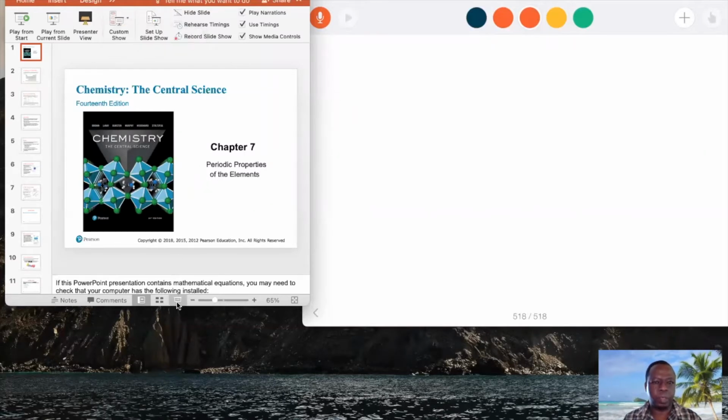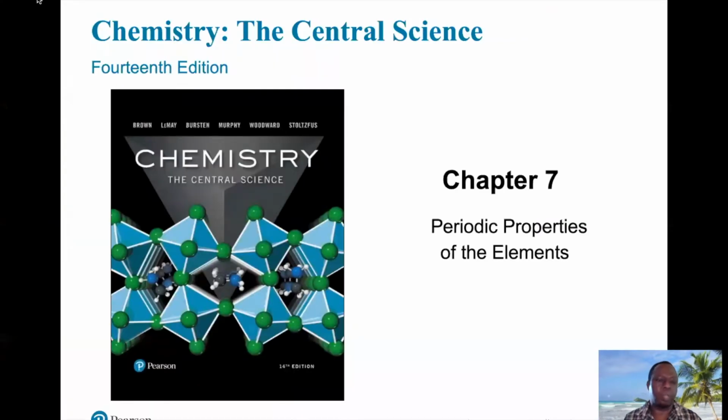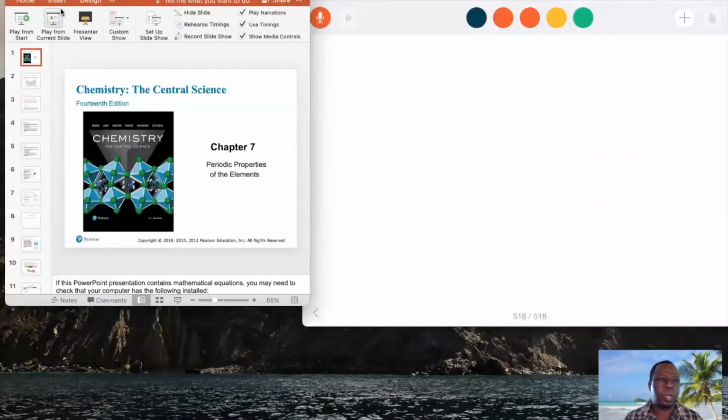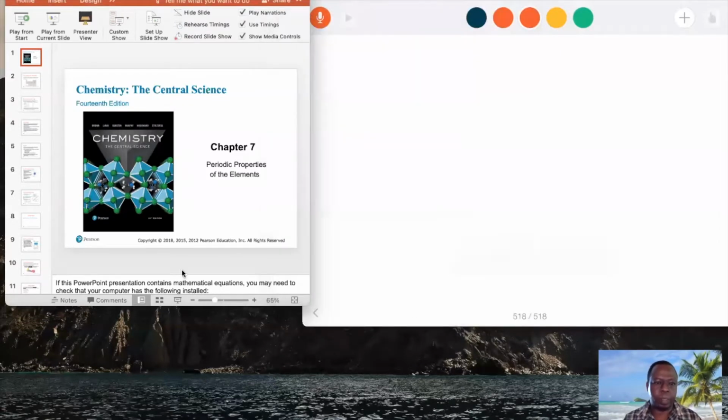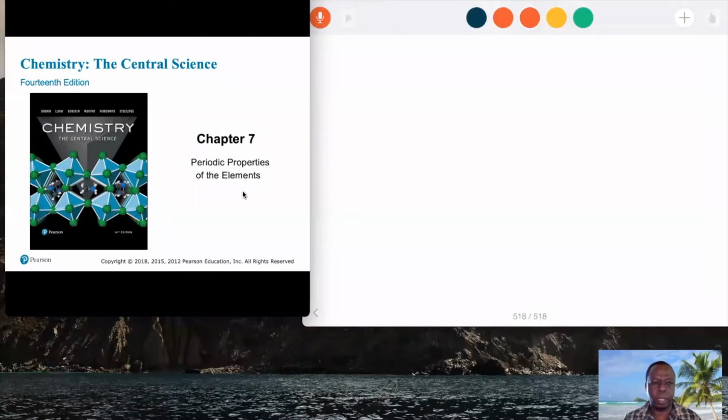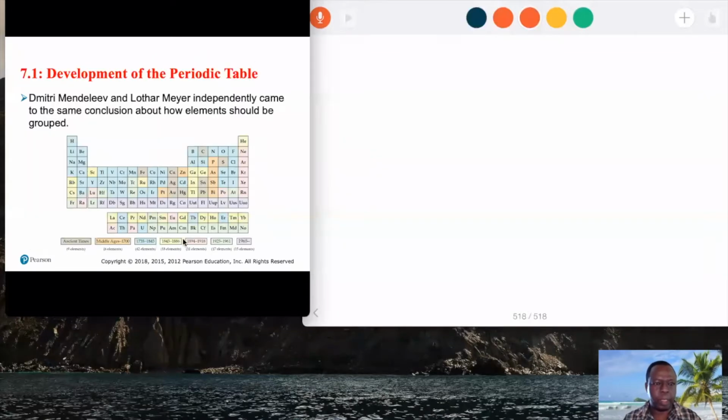All right, let's see if it's going to work. No, this is not what I want. I want to share my screen with my whiteboard. This will help now. All right, this is what I wanted, so that you can see the PowerPoint slide and, at the same time, my whiteboard, in case I need to show you something. All right, section 7.1, development of the periodic table. This table here is familiar to you. We will start off with how we ended up with this table right here.